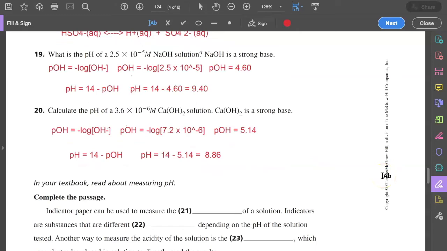For number 20, we can't actually take double the concentration of the OH here. It seems that calcium hydroxide, when it does dissolve, does dissociate to give us two OHs, and so therefore we can say the negative log of 7.2 times 10 to the negative 6 instead of 3.6, giving us a pOH of 5.14, which would then give us a pH of 8.86.